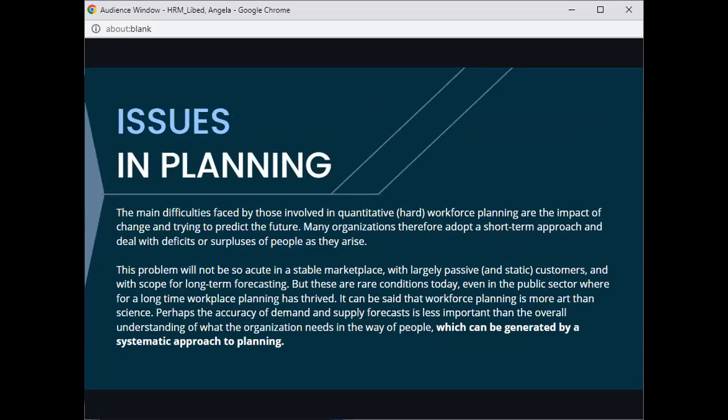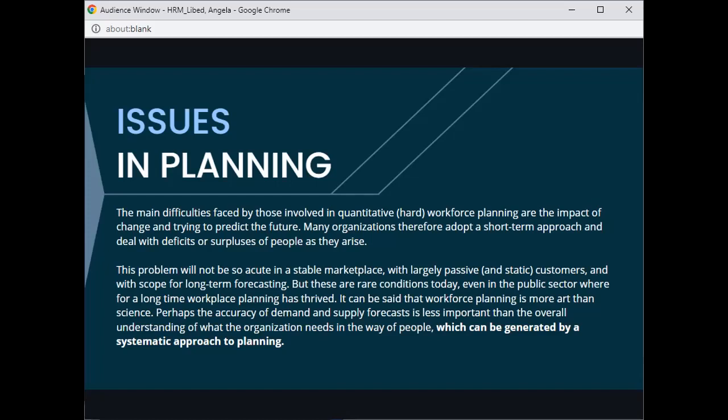So, issues in planning. The main difficulties faced by those involved in quantitative, hard workforce planning are the impact of change and trying to predict the future. So many organizations therefore adopt a short-term approach and deal with deficits or surpluses of people as they arise. This problem will not be so acute in a stable marketplace, with largely passive and static customers, and with scope for long-term forecasting, but these are rare conditions today, even in the public sector, where for a long time workforce planning has thrived. It can be said that workforce planning is more art than science.